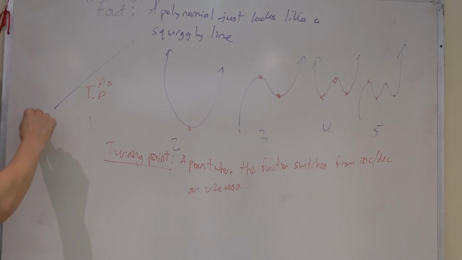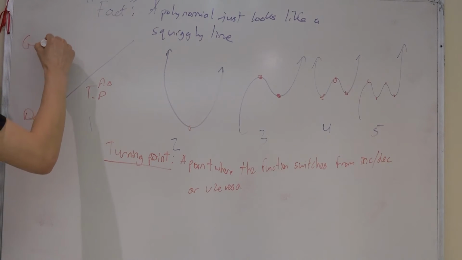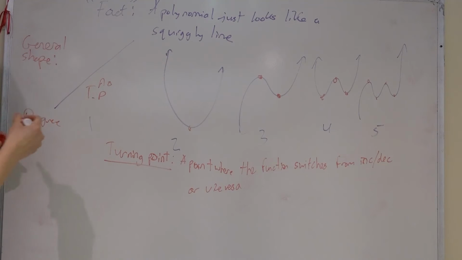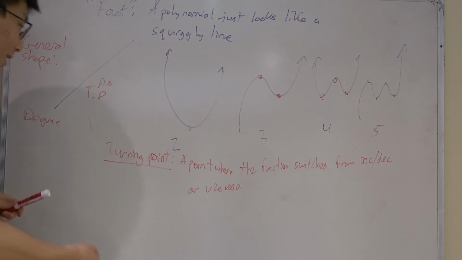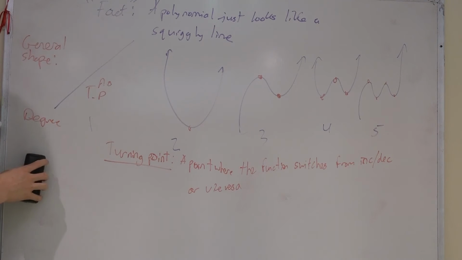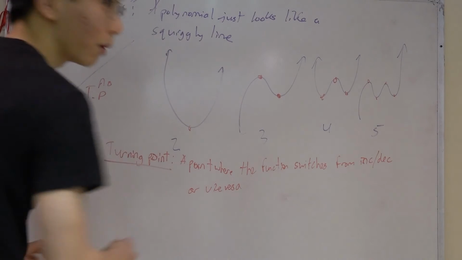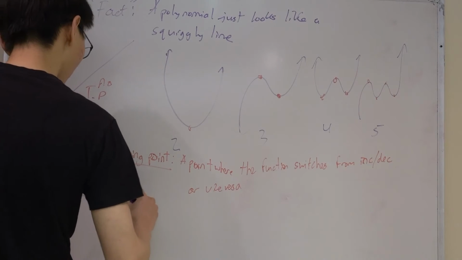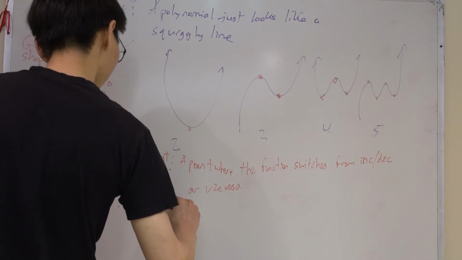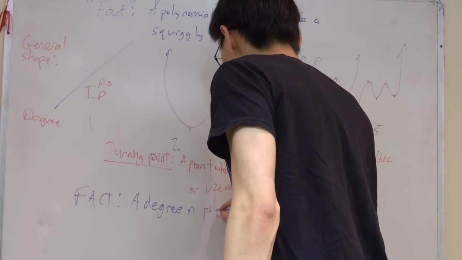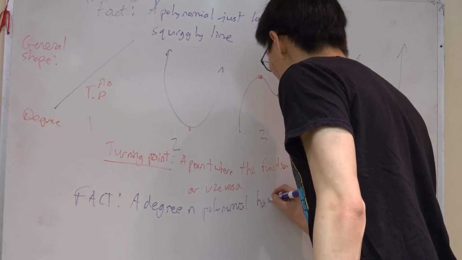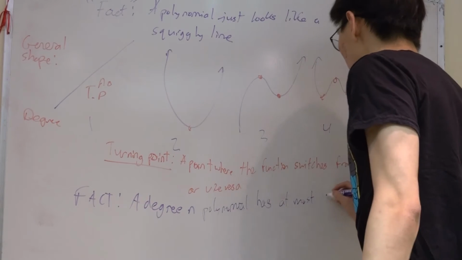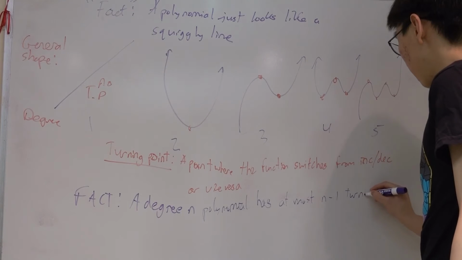Right? So this was degree, remember? And here is just the general shape. Okay? Because a polynomial just looks like a squiggly line. That's the fact. Okay? So here is the real fact. Here's the real fact that I'm not going to put in quotation marks. Let me just make sure that this appears on camera. Yeah, we have space. Okay, so fact, a degree n polynomial has, at most, n minus 1 turning points.